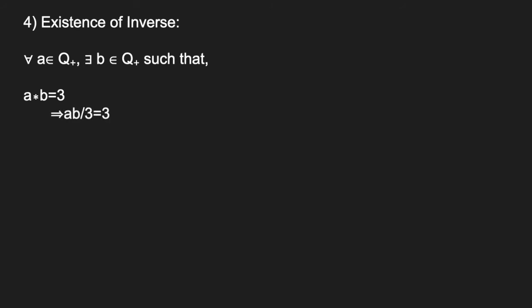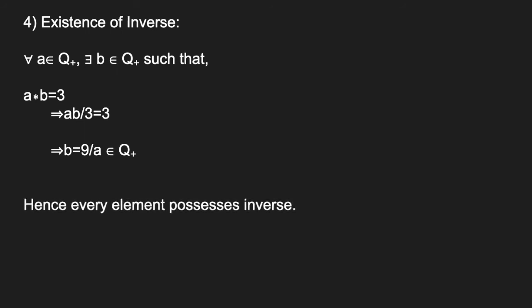Next, existence of inverse. Here for every A in Q plus, there exists B belongs to Q plus such that A star B equals the identity. That means A star B equals 3. Now we need to find B. So A star B is AB by 3, which equals 3. Now we can calculate B, and that is B equals 9 by A. That will also be in Q plus. So hence inverses exist.